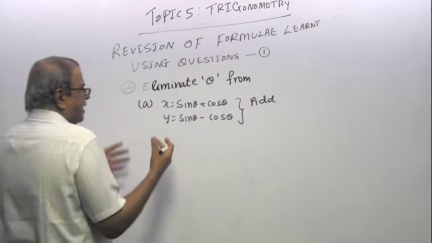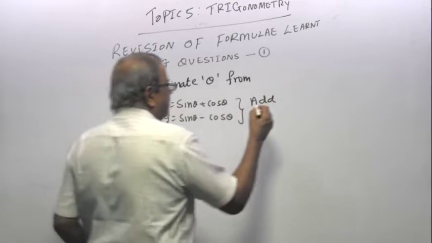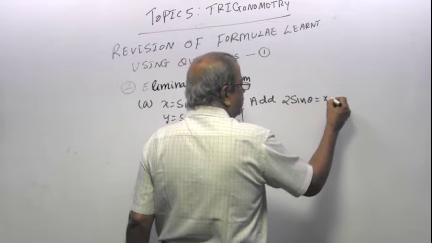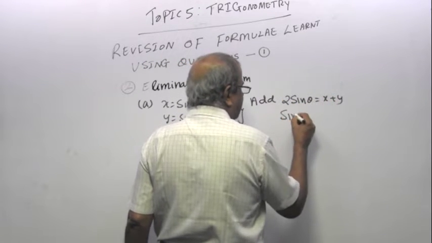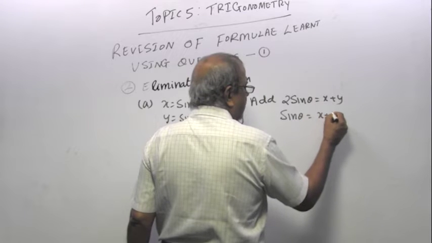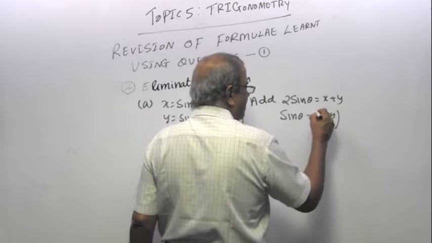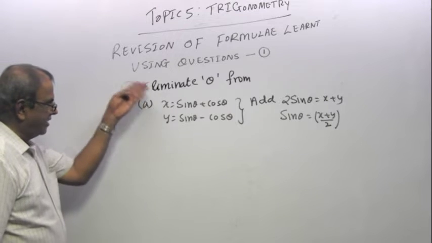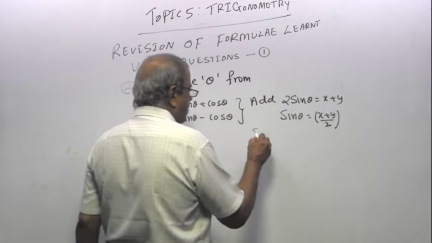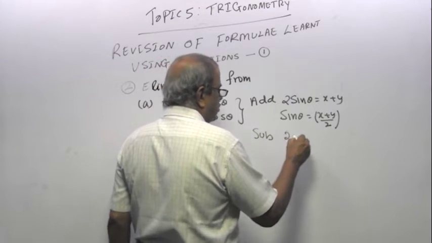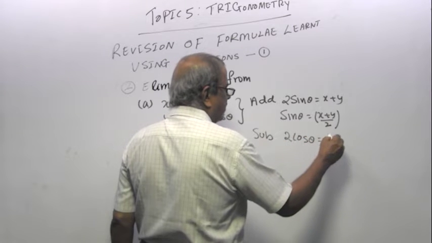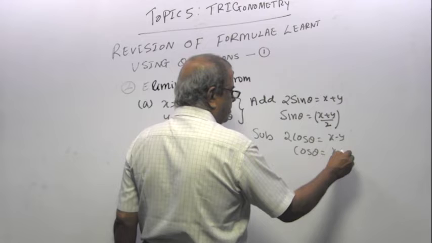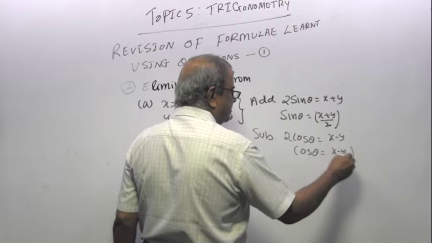Why did I do that? Because I know by adding I can find sine theta. 2 sine theta equals x plus y. So sine theta equal to x plus y over 2. Clever, isn't it? I got sine theta. Suppose I subtract. What do I get? 2 cos theta equals x minus y. So cos theta is x minus y over 2.